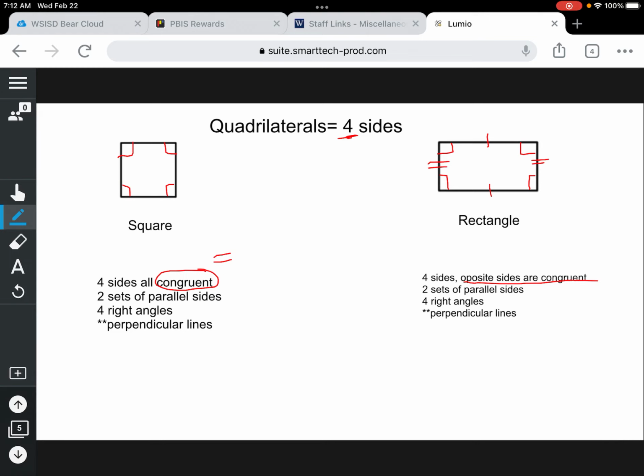Another thing is that they have two sets of parallel sides. So a square and rectangle are similar in that aspect. They all have perpendicular lines. That's why they all have right angles and parallel sides, and the only difference is that in the square, all four sides are the same. In the rectangle, only opposite sides are the same.